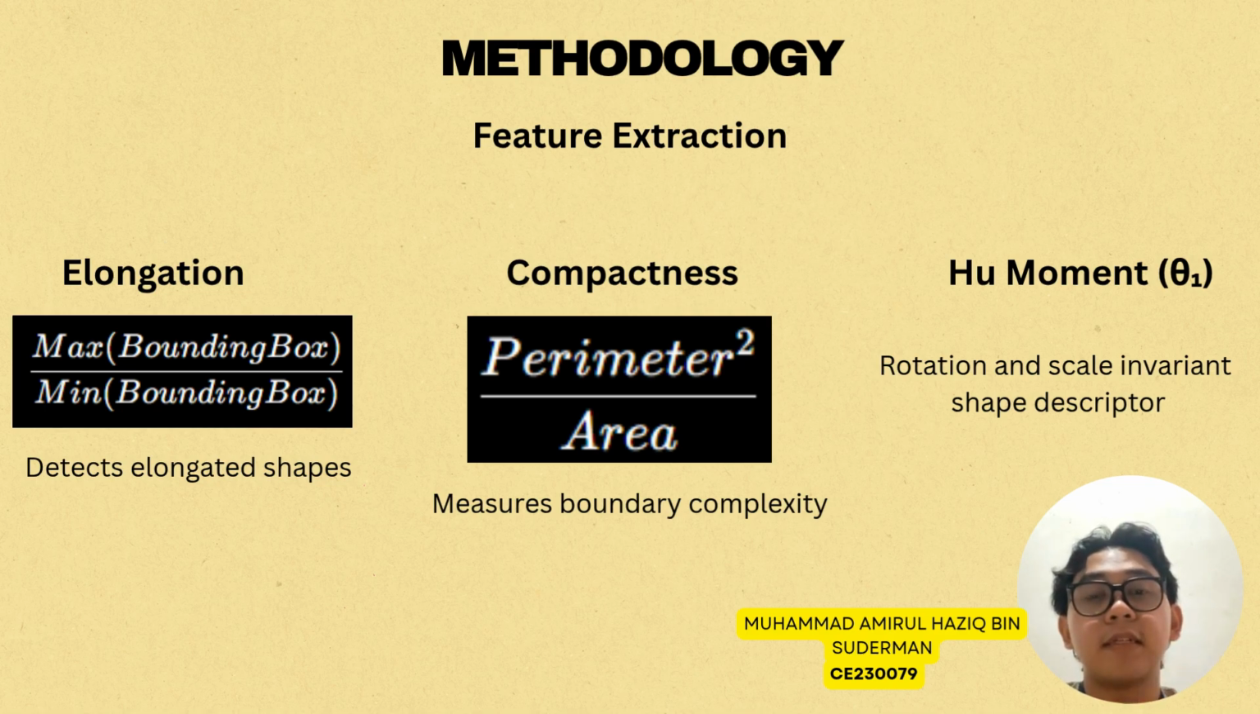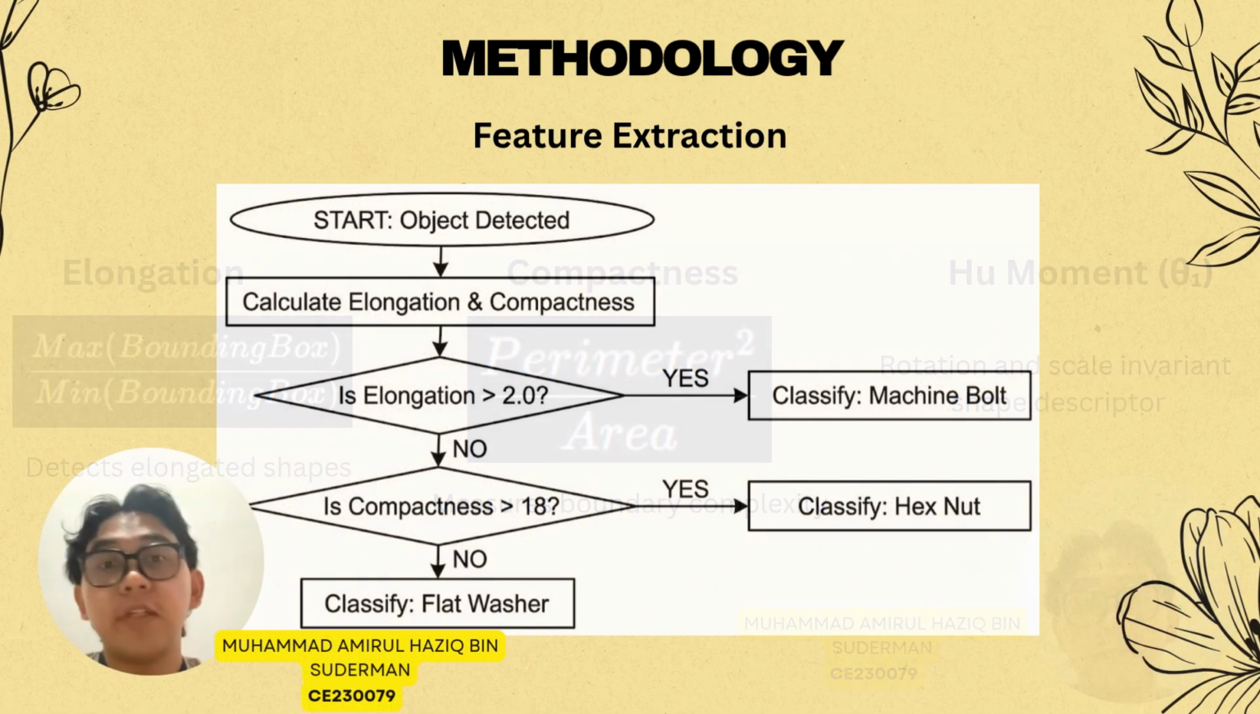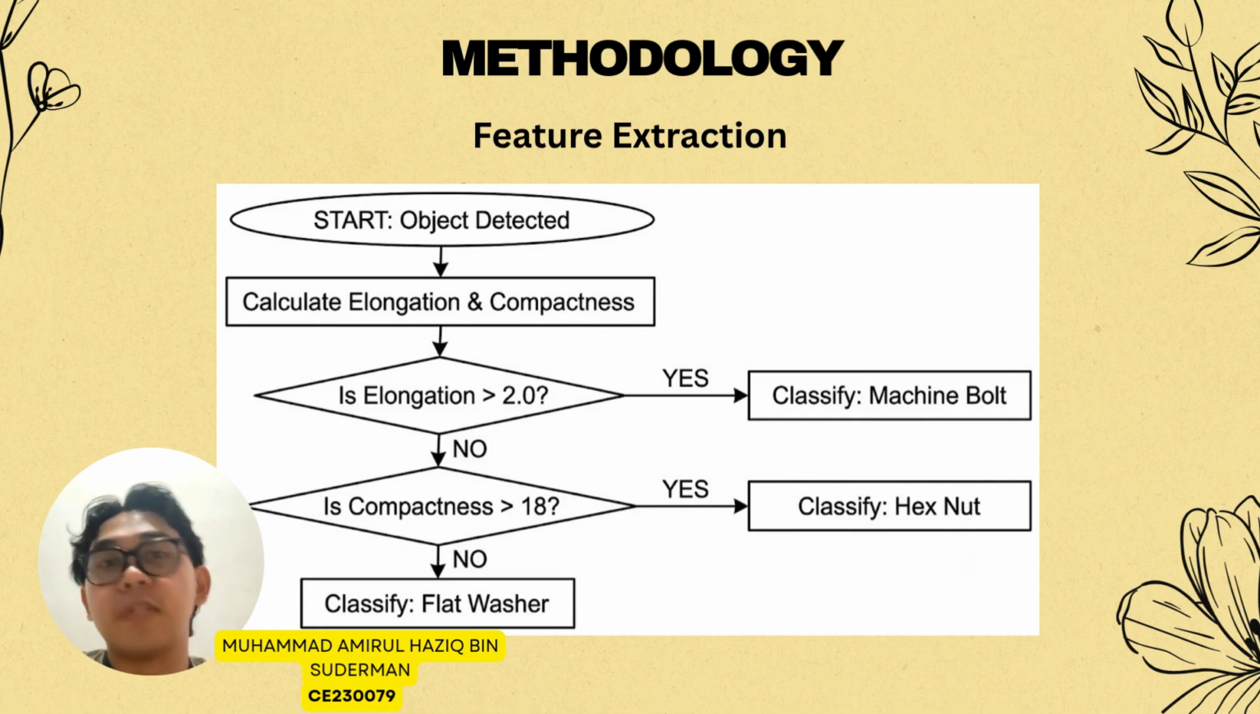Next is the compactness. The formula for compactness is the perimeter squared divided by the area. It measures the boundary complexity, how complex the boundary of all these images is. And the last one, the Hu moments, basically detect the rotation and scale invariant shape descriptor. So here are the three feature extractions that we have done.